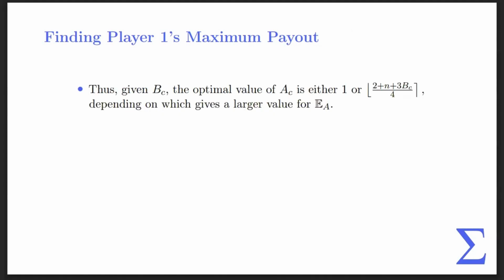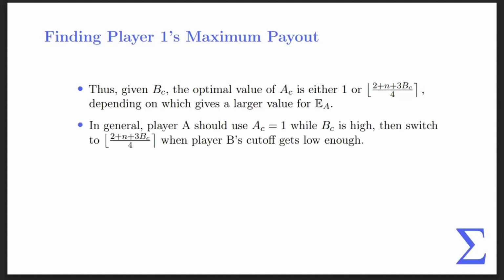So in the end, we've essentially shown that an optimal value for player A's cutoff is either 1 or the closest integer to 2 plus n plus 3b over 4, depending on which gives a larger value for the expected payout. Now we could plug these back in and figure out which is best. However, it's a little bit annoying to do because we have this closest integer function.